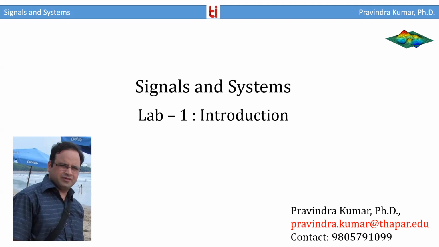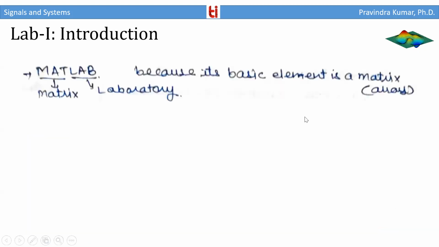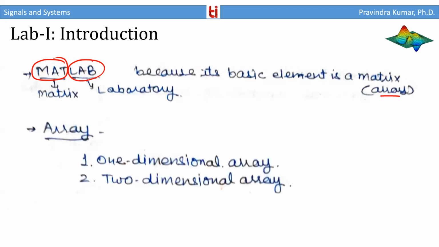So here, MATLAB is named so because the basic element in MATLAB is the matrix or array. The meaning of MATLAB is matrix laboratory, and that's why it is known as MATLAB. An array or matrix may be of two types, one dimensional and two dimensional.